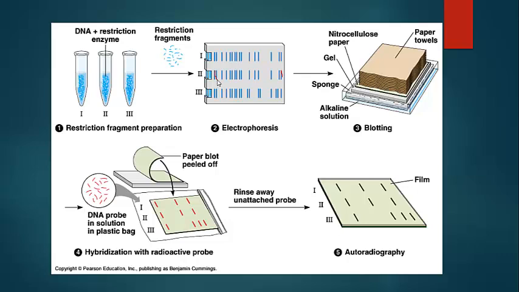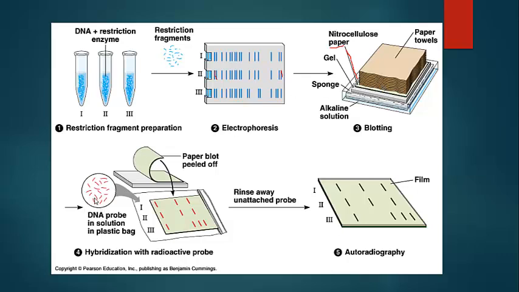Once the gel is completed, we are going to put a piece of nitrocellulose paper on top of the gel, and then on top of the nitrocellulose paper, we're going to put a stack of paper towels. That stack of paper towels is going to draw all the water and all of the fragments of DNA out of the gel through the process of capillary action. So through capillary action, the DNA is going to be transferred from the gel to the piece of nitrocellulose paper.